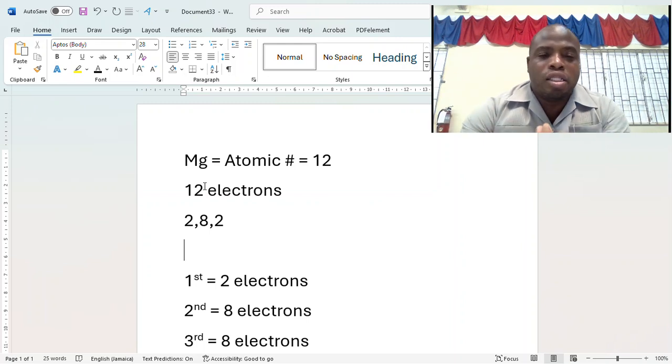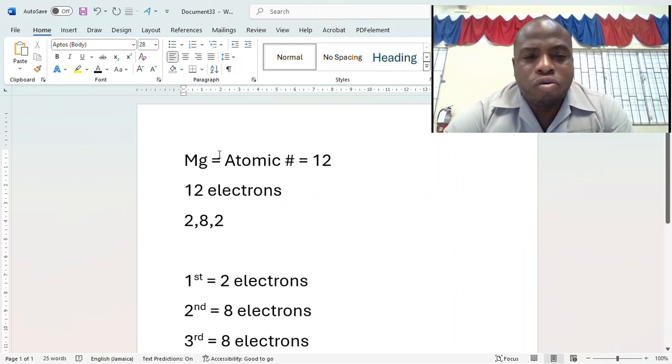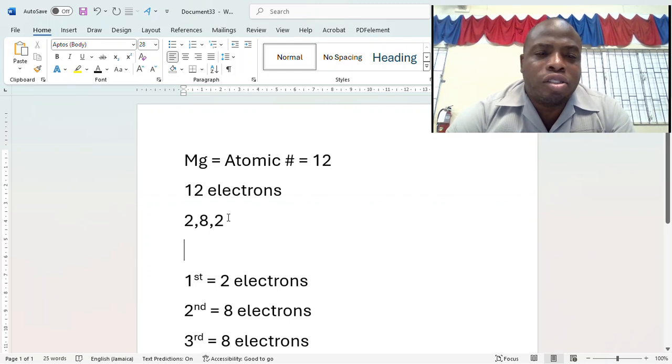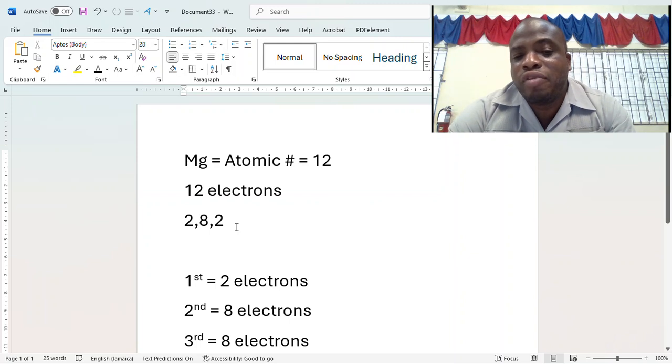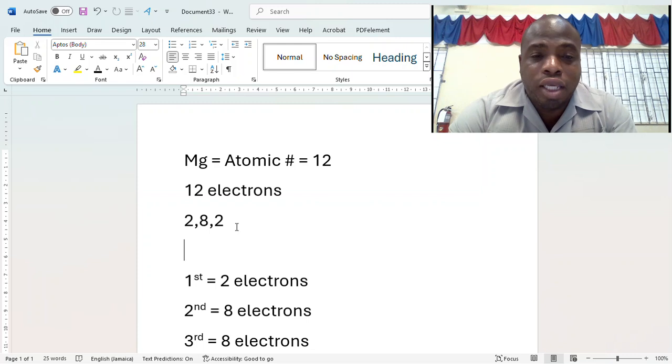And then we proceed to the other shells. Now, a popular misconception students may have is to continue filling the shell, putting the 8 on it. It's not to say that it should have the maximum, but it's the amount that is there.